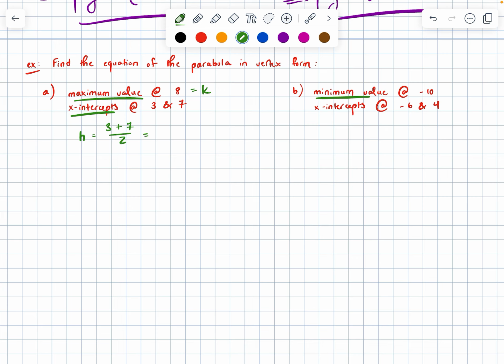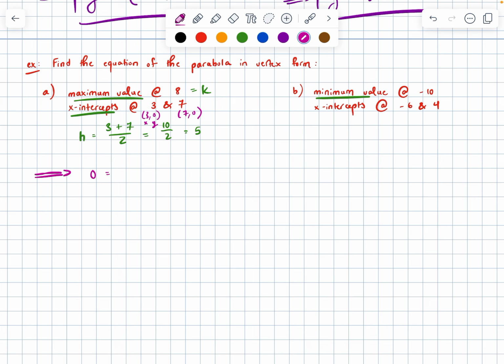So here, averaging 3 and 7 gets me 10 divided by 2, which is positive 5. There's the x value of my vertex. The last thing that I need is a point on the graph. Well, if I have my x-intercepts, I have 2 of them, right? I have the point (3, 0) and (7, 0) if I'm on the x-axis. Choosing one of them, maybe I'll pick the (3, 0) because its numbers are smaller and nicer and friendlier. I've got everything that I need to slot into place.